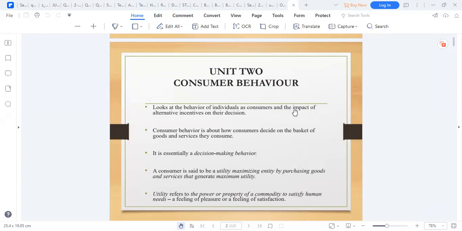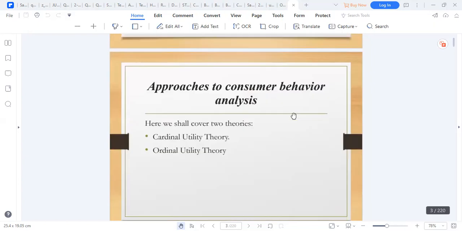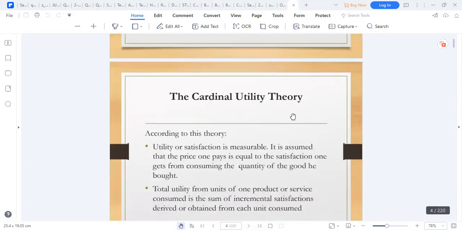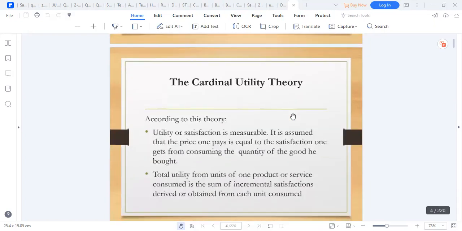We're also going to look at the consumer deciding on a basket of two goods to consume limited by a budget. We are also essentially going to look at how the consumer is a decision maker and how to maximize utility. Utility simply refers to the power or property of a commodity to satisfy human needs. So in dealing with utility, you're looking at satisfaction. And there are two approaches we're going to look at in terms of satisfaction: the cardinal utility theory and the ordinal utility theory.